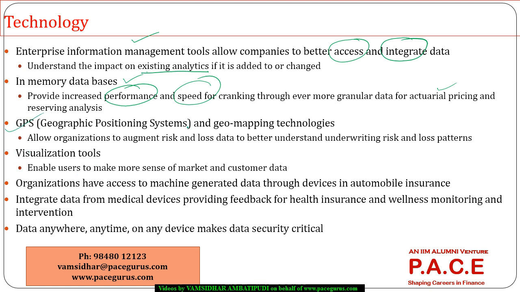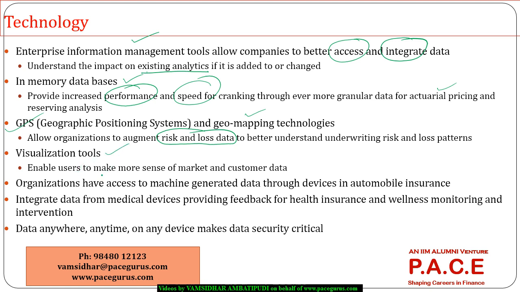Then there are GPS, geographic position systems, and geomapping technologies. They are very helpful for organizations to really augment the risk and the loss data. So, seeing geography-related risk and geography-related losses, underwriting can be done one more level deeper.